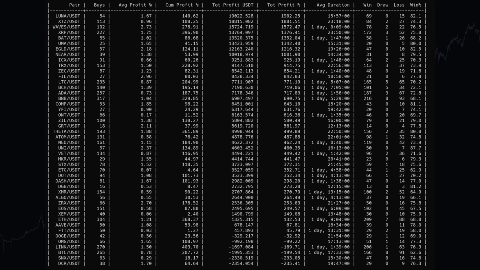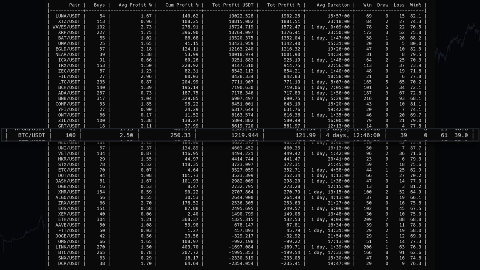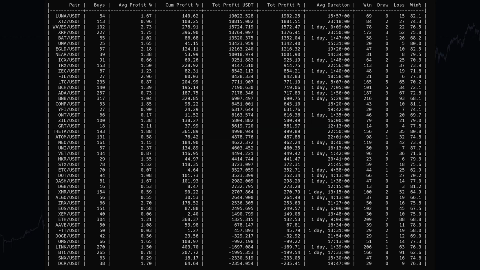And to compare this even more with the original settings, Bitcoin had a nice profit with the original ones. But with these newer settings above, Bitcoin trading did not benefit at all and proved even to be a loser.